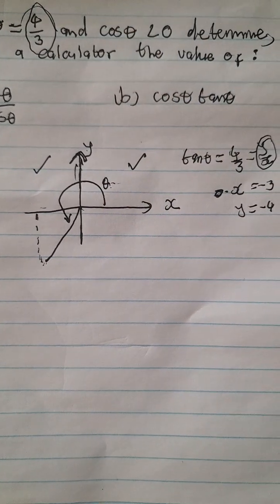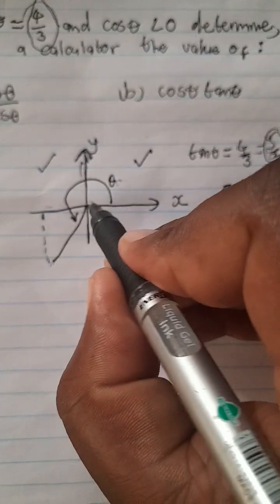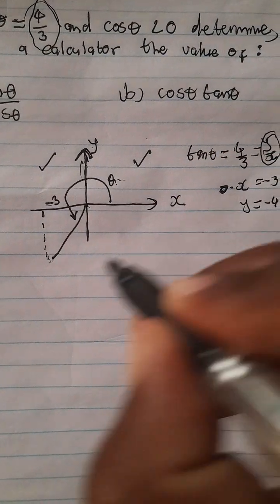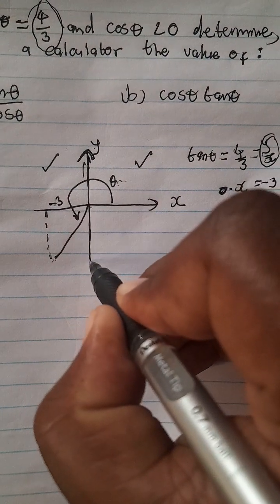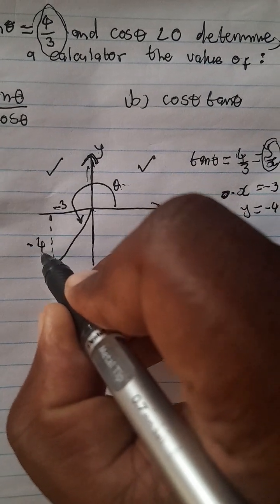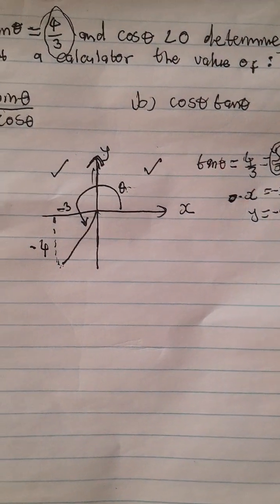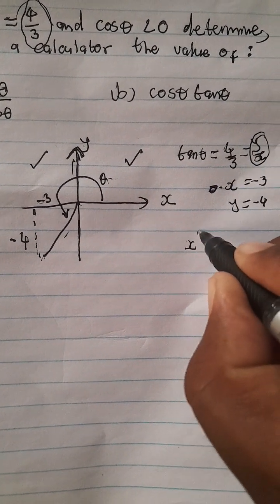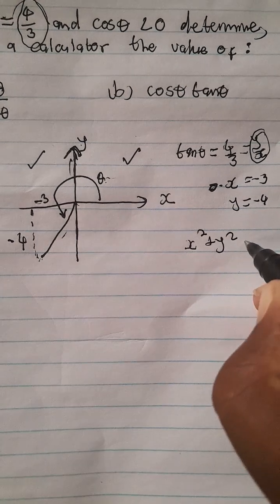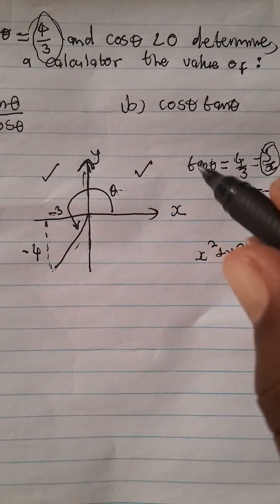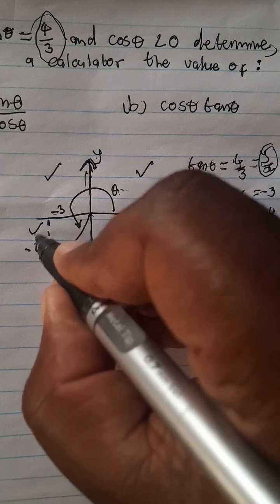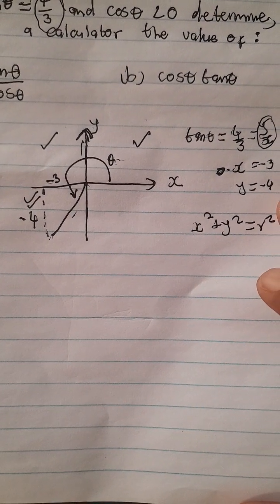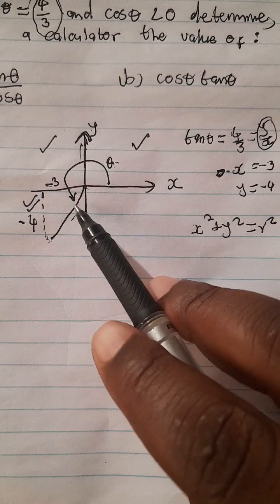So remember, the values are negative. Why am I saying so? Negative 3 will be here when you put it on the diagram. Then the y value will be here, negative 4, right? So what is missing now is this side. We have to use the theorem of Pythagoras to calculate it: x squared plus y squared equals r squared. Here there will be two ticks. So that's where our diagram will be.